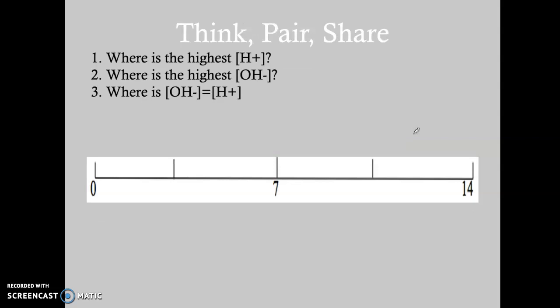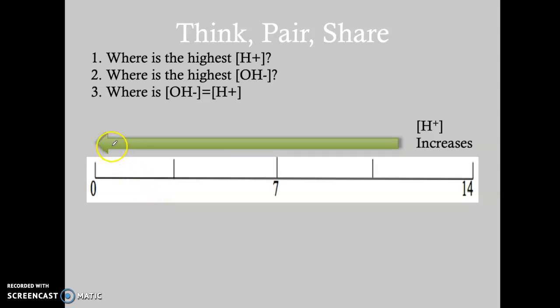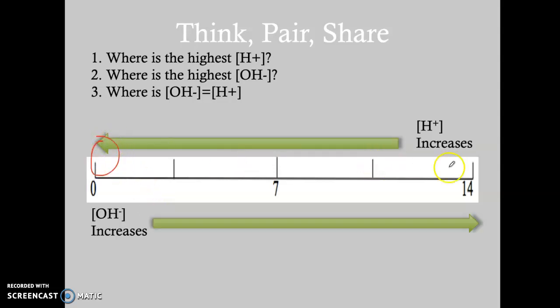So think about this, and let's talk about it. Where is H plus the highest? Where's OH minus the highest, and where are they equal? So H plus is the highest down here. OH minus is the highest down here, and they are equal right at 7.